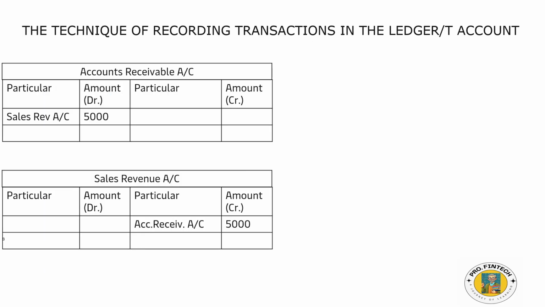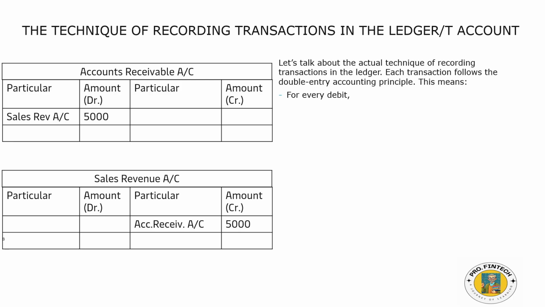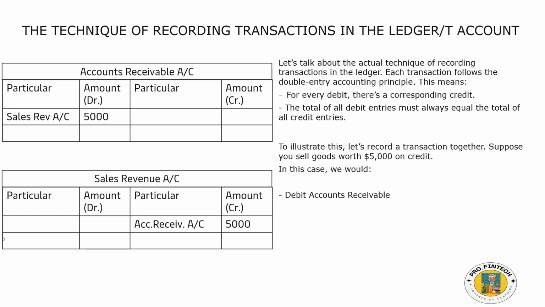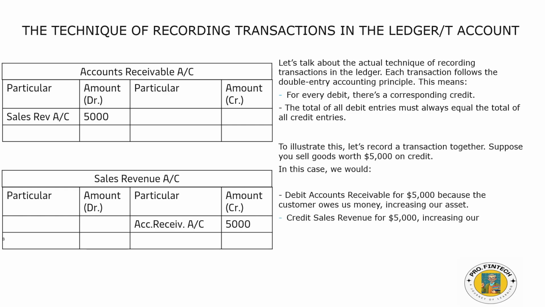The technique of recording transactions in the ledger or T account. Let's talk about the actual technique of recording transactions in the ledger. Each transaction follows the double entry accounting principle. This means for every debit, there is a corresponding credit. The total of all debit entries must always equal the total of all credits. To illustrate this, let's record a transaction together.